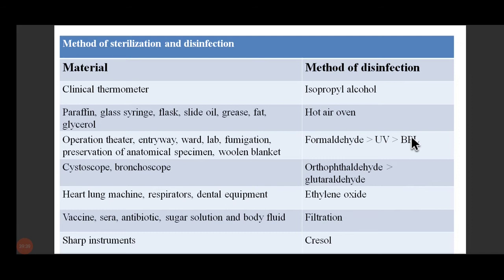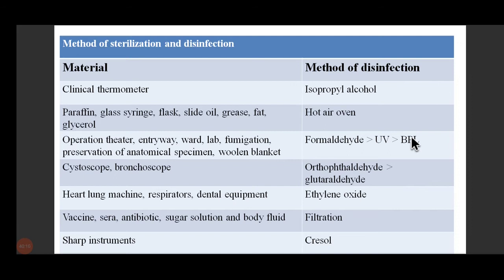Then for your paraffin, glass syringes, flasks, grease, pad, glycerol, we are using the hot air oven. For your OT entryway, ward, lab fumigation purposes, and anatomical specimens, we are using formaldehyde, the agent of choice. Then for your cystoscopes and bronchoscopes, we are using aldehyde-based agents. Orthophthalaldehyde has greater action as compared to glutaraldehyde. In your heart-lung machines, respirators, dental equipment, and BiPAP machines, we are using ethylene oxide.